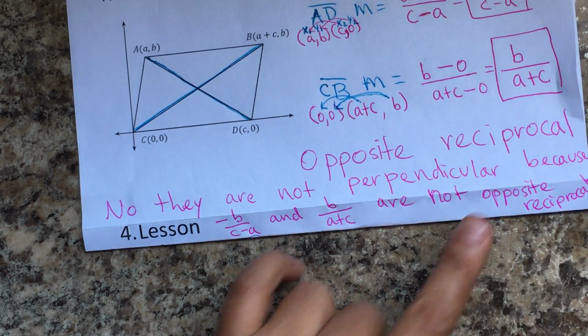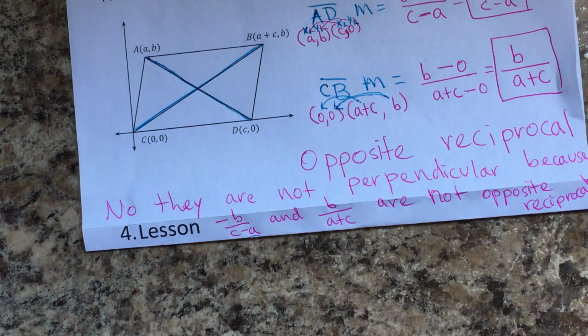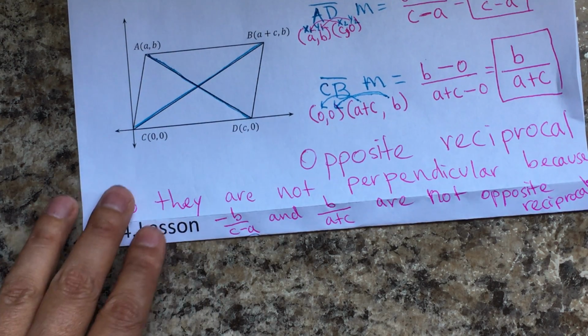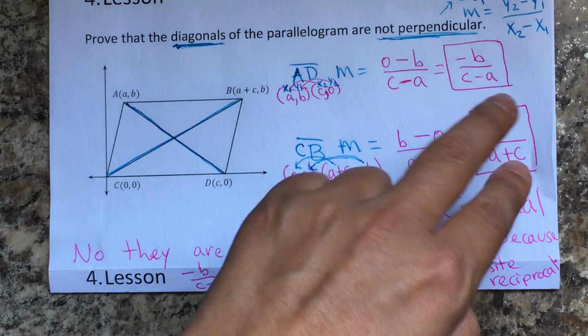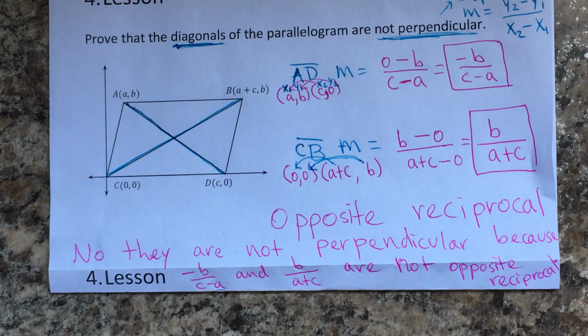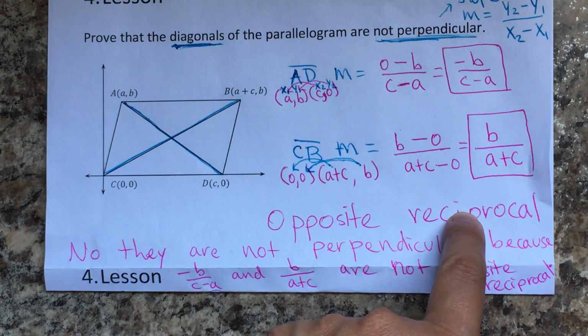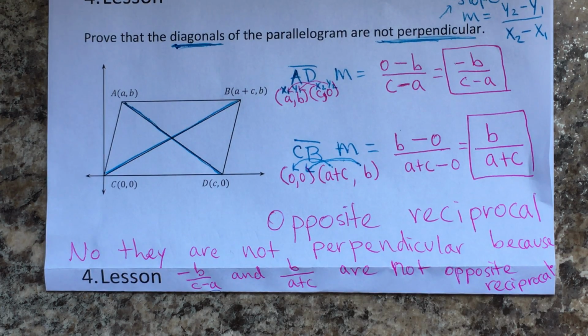Okay, and so that's the explanation. They're not perpendicular because they're not reciprocal. Okay, that part does not fulfill. And so this is the explanation for 11.7, and now you can go ahead and have fun doing that.